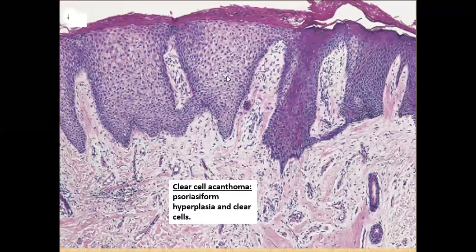Clear cell acanthoma also originates and is seen within the epidermis. This kind of tumor appears as clear cells and psoriasiform hyperplasia. The clear cells have a very sharp boundary from the normal looking keratinocytes.